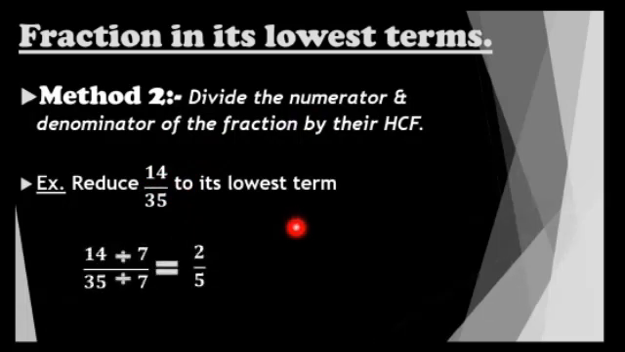Dear students, you know how to find the HCF. You have already studied it in your previous classes. So the highest common factor of 14 and 35 is 7. Here we will divide by 7. 14 divided by 7 is equal to 2 and 35 divided by 7 is equal to 5. So we got 2 by 5 and we cannot divide 2 by 5 further. So the lowest term of 14 by 35 is 2 by 5.